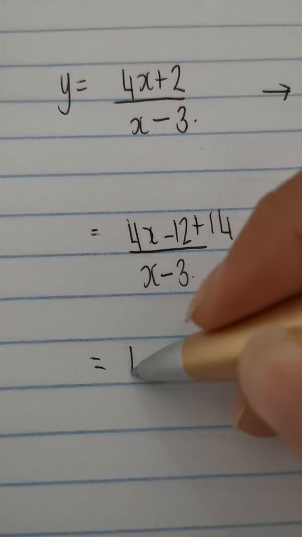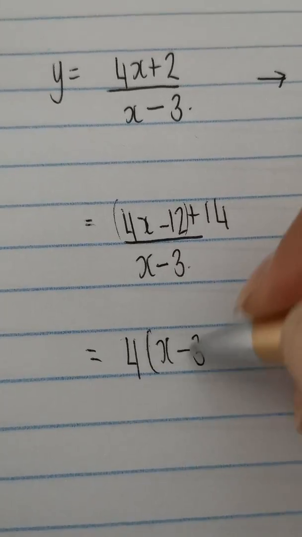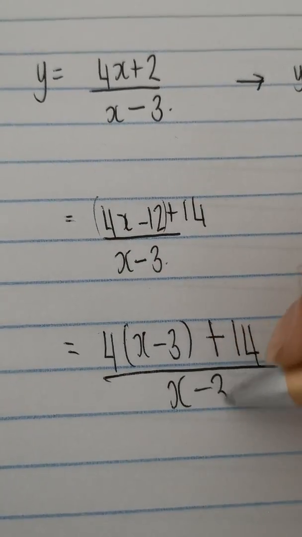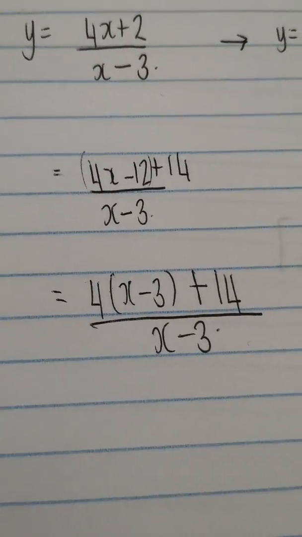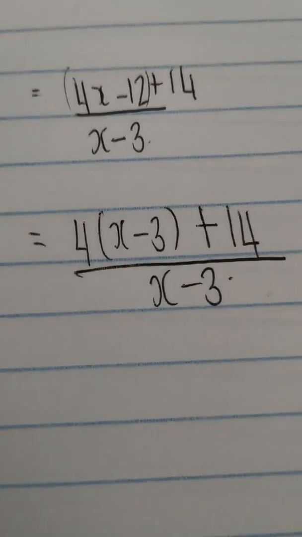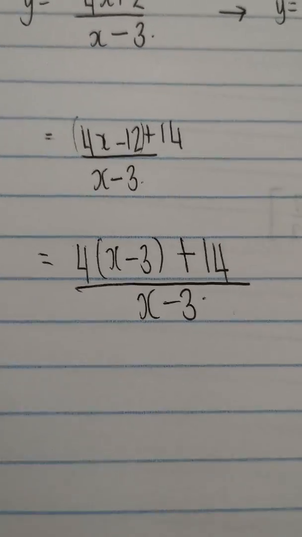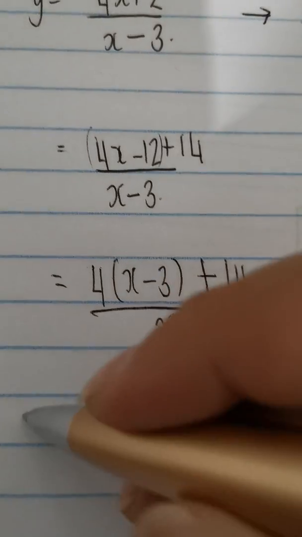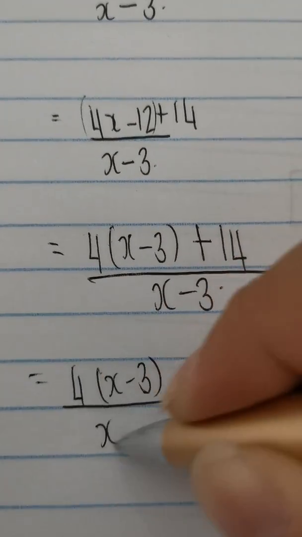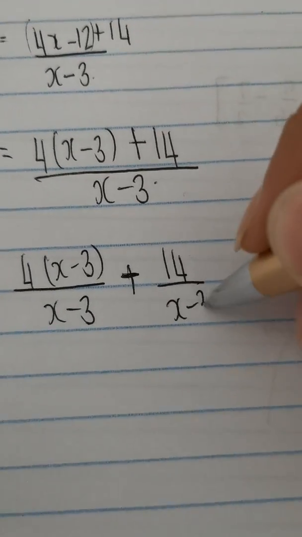Now I know for the next step, I'm taking out 4 from the first two numbers. So 4 times x minus 3 plus the 14 all over x minus 3. That's what I'm doing. Now we know that when we have fractions, and they're each on the same denominator, we can add the numerators. So obviously if that's the case, I can do the opposite. I can make this one single term, 4 times x minus 3 over x minus 3, plus 14 over x minus 3. I can do that, right?